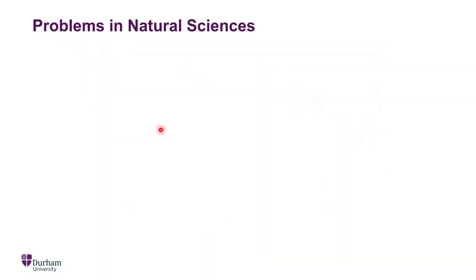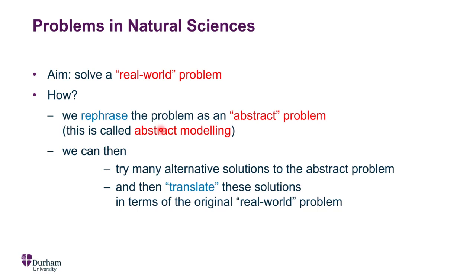Now, taking a step back and looking at problems in computer science and natural sciences in general, our aim is to solve real-world problems, but the way we do it is we actually rephrase the problem we're looking at as an abstract problem. We remove all the unnecessary details that we don't really need in order to find a solution, and then for this abstract problem we try different solutions until we find a good one, which we then translate in terms of the original problem.